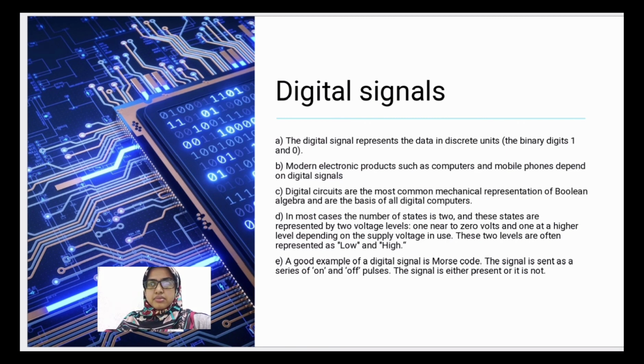In most cases, the number of states is 2, and these states are represented by 2 voltage levels. One is near to 0 volt and one is at a higher level depending on the supply voltage in use. These two levels are often represented as low and high. A good example of a digital signal is Morse code. The signal is sent as a series of on and off pulses, and the signal is either present or it is not.